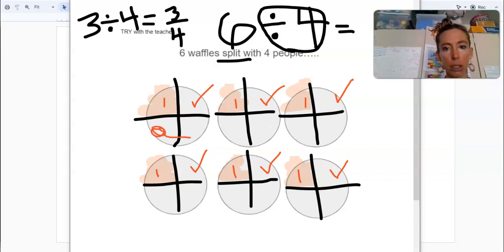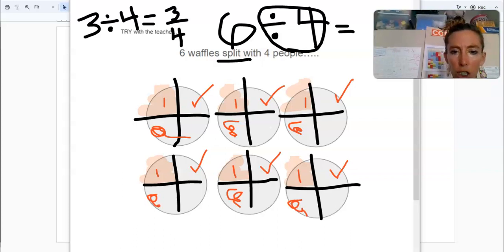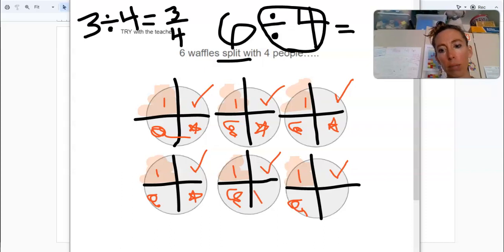Okay, here's my third person coming in. Squiggly mark, right? There they go. Third person, they get that same amount. And then I have my final 4th person, which I will do a star. Okay, and look at that. Are they going to get the same amount? Yes, sirree. Okay, so now I know that every person will be happy because they each got the same amount.